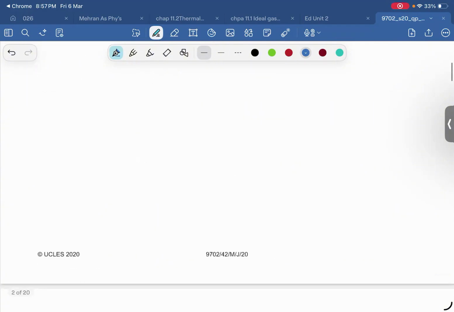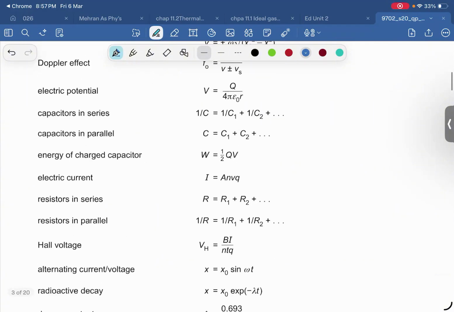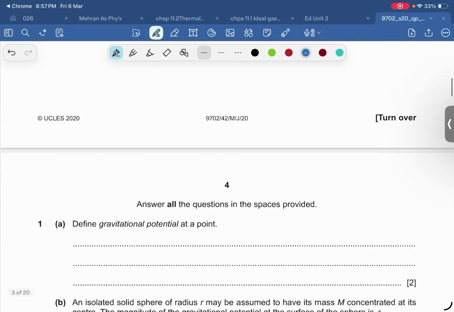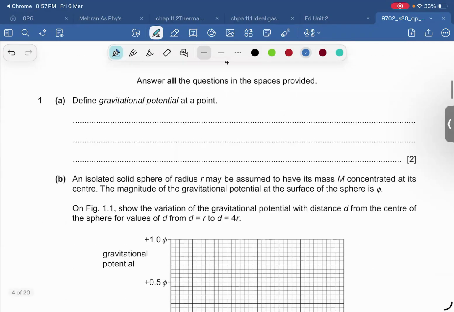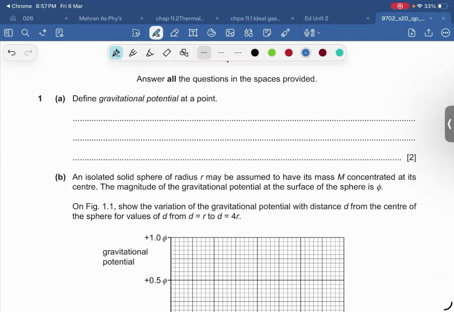Can you please read the question? Define gravitational potential at a point. Any idea? It's the work done per unit mass in bringing a mass from infinity to a defined point in a gravitational field. Perfect.